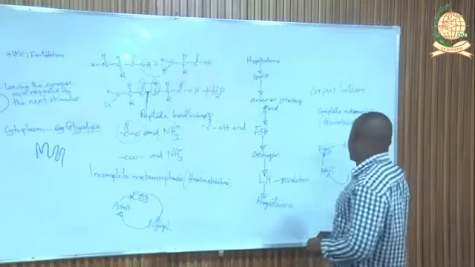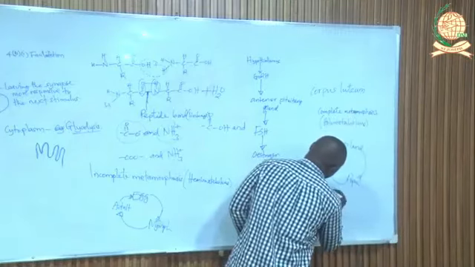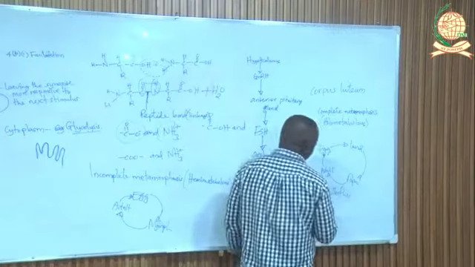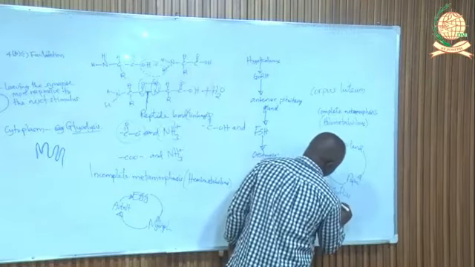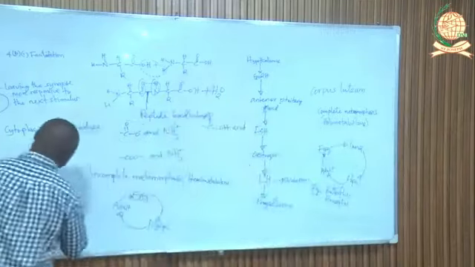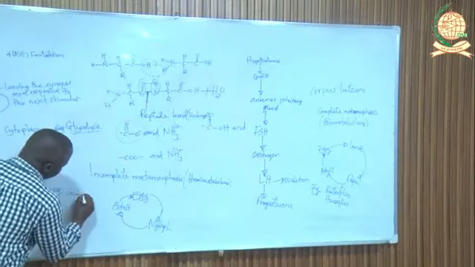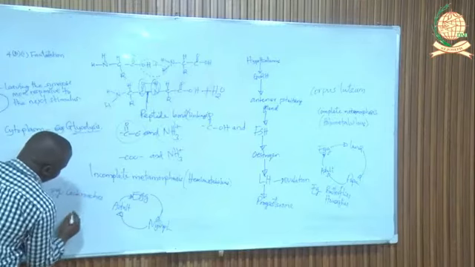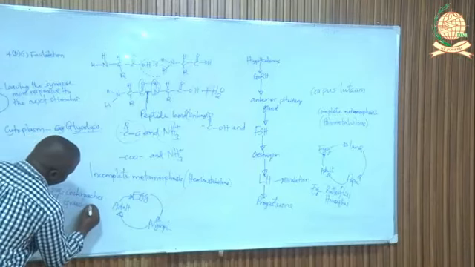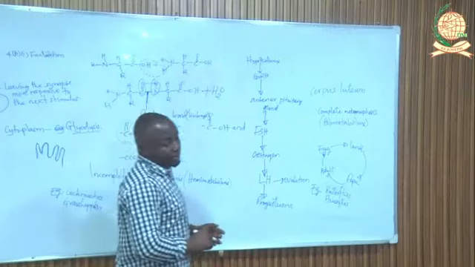Examples of organisms undergoing complete metamorphosis include butterflies and even houseflies. But examples of organisms that undergo incomplete metamorphosis include cockroaches and even grasshoppers.